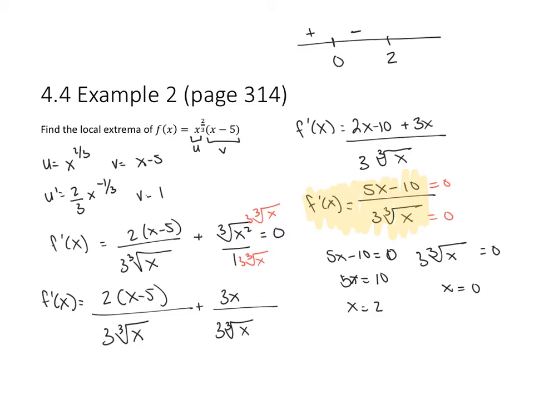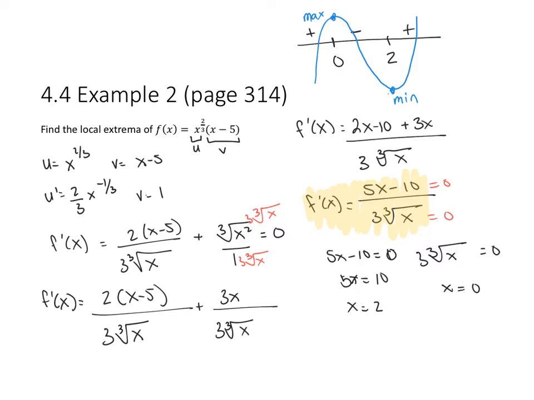And then let's plug in something like 3. 5 times 3 minus 10, that's positive. And 3 times the cubed root of 3 is also positive. So positive over positive is positive. Again, I don't care about the numbers. I only care about the signs because I want to know if we're increasing or decreasing. So it looks like to me we increase until 0, then we decrease, and then at 2 we turn around and we increase again. So I'm going to have a maximum at x equals 0 and a minimum at x equals 2.